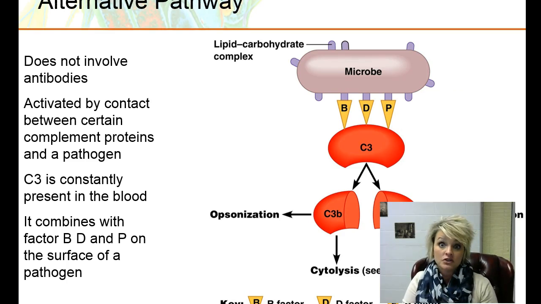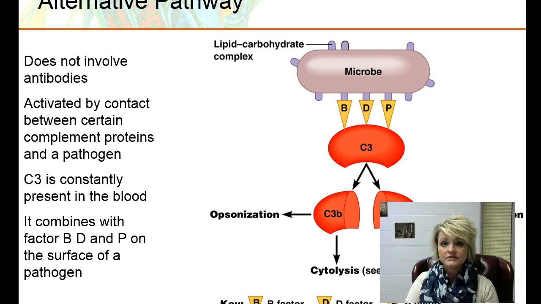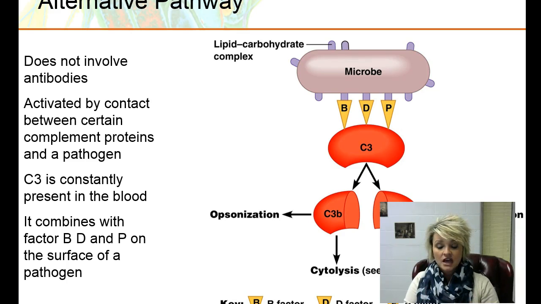Here's a look at the alternative pathway, and it's called the alternative pathway because it's an alternative pathway. Go figure. It doesn't have anything to do with antibodies. Instead, it actually has to deal with proteins that are found on the complement and the microbe itself. So there are factors that are found on the surface of the C3, and they're going to combine with a lipid carbohydrate mixture on the microbe.